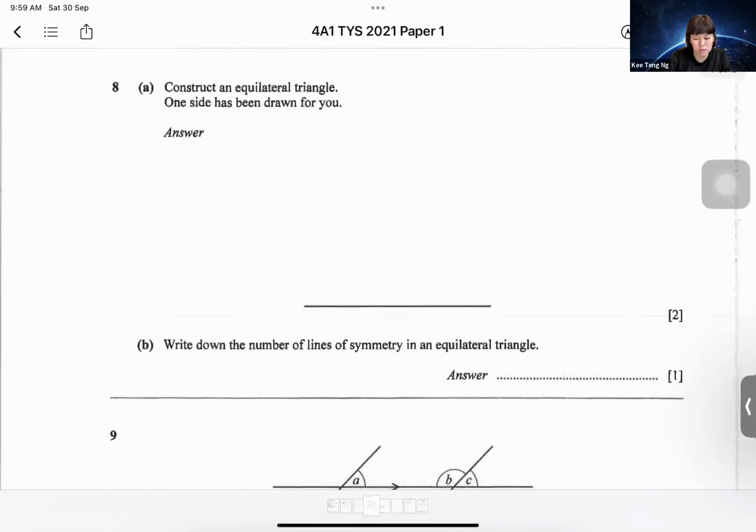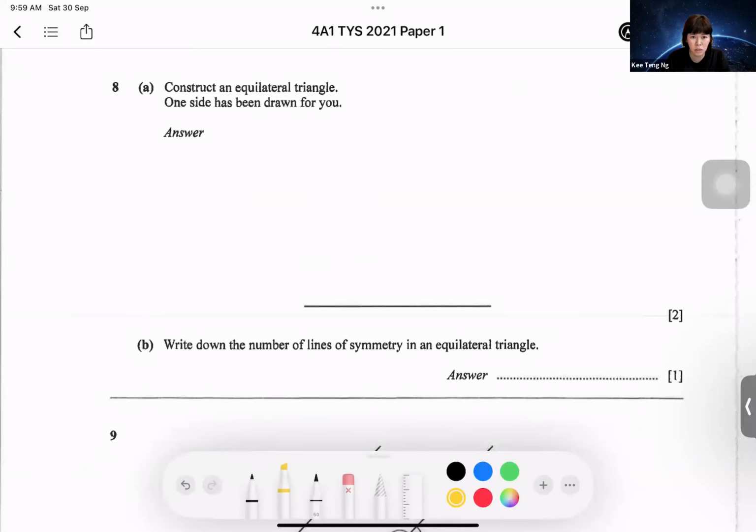This one is constructing an equilateral triangle. Unfortunately, I do not have my compass on soft copy to show you, but I have to inform you that if I want to create an equilateral triangle using my compass, I'll measure and open up. Okay, how to draw with my compass? Open up the compass to this length itself. Okay, measure and open this length.